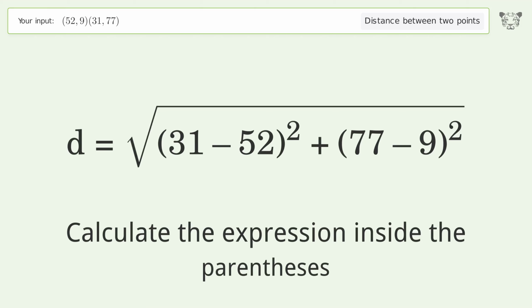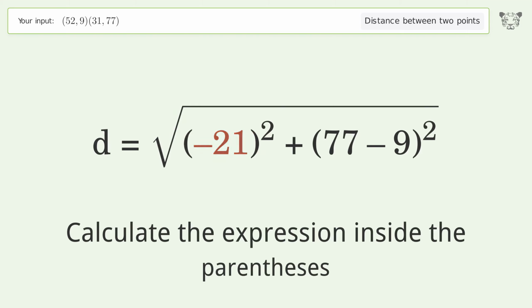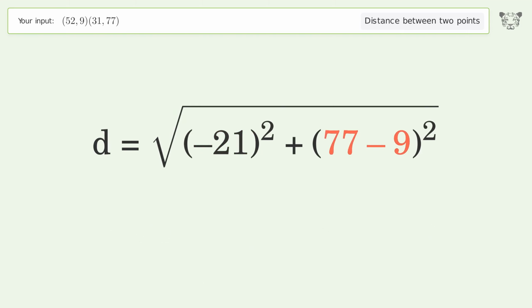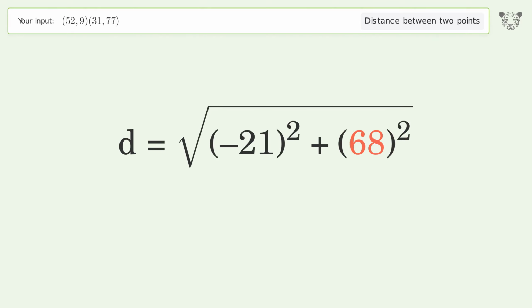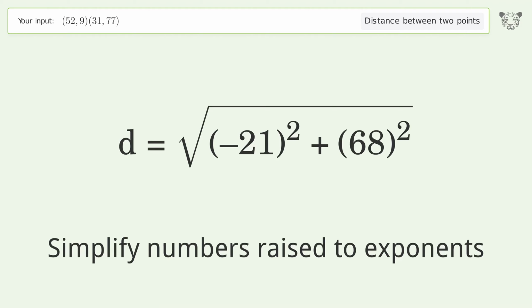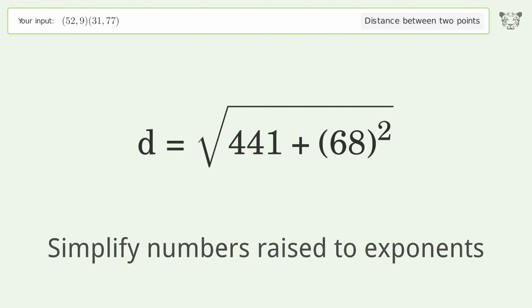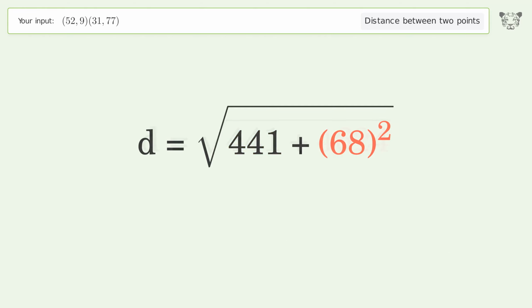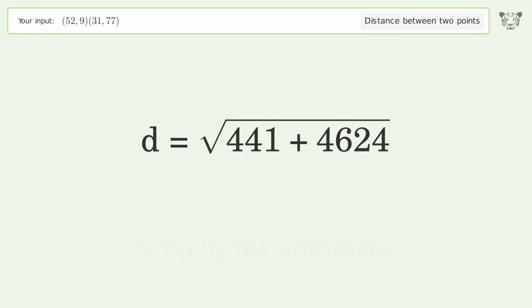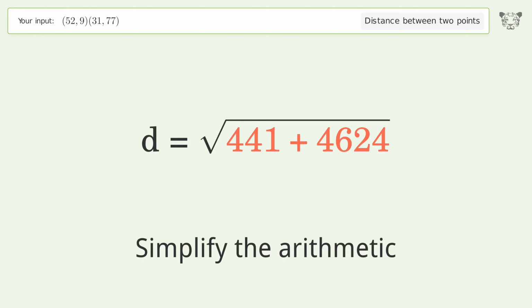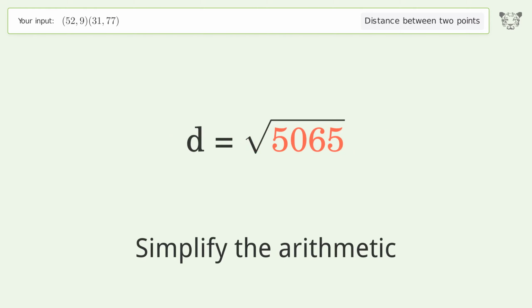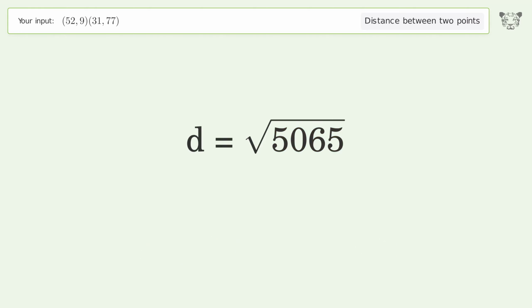Calculate the expression inside the parentheses. Simplify numbers raised to exponents. Simplify the arithmetic. And so the distance between the 2 points is the square root of 5065, or 71.169.